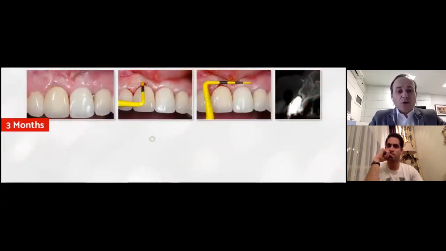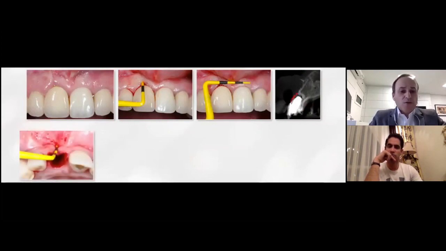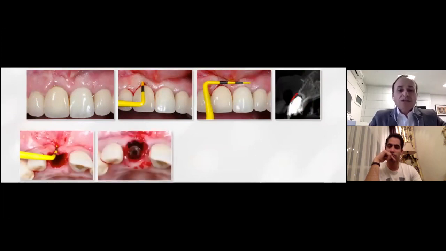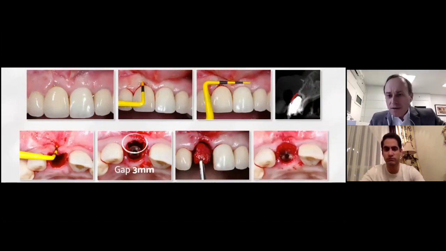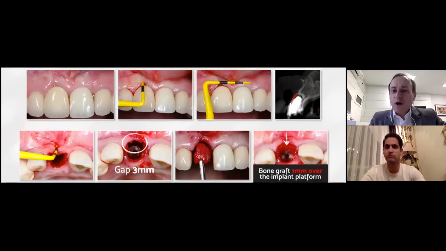After 3 months, everything was going very well with the left side, as you can see here, and we decided to treat the right side. The periodontal pocket was around 8 millimeters in length. As you can see here, the total loss of the buccal wall. We extracted the tooth, we confirmed the loss of the buccal wall, we inserted the implant with a palatal approach, and we left a gap of around 3 millimeters at the buccal aspect. We harvested bone graft from the tuberosity, and I want to call your attention to the graft vascularization, as you can see here. We fully filled these gaps with particulate bone, and we left the bone graft 1 millimeter over the platform.